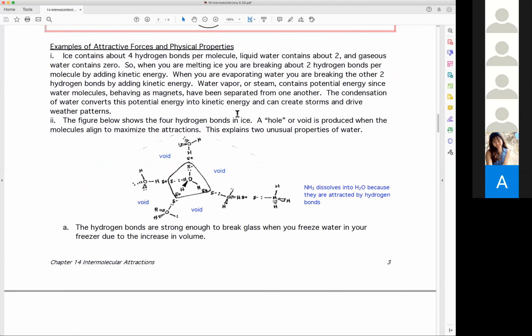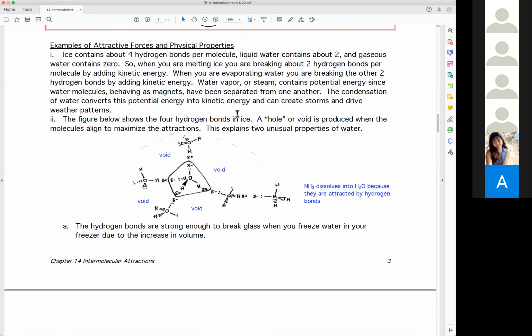So here's some examples of attractive forces and the physical properties that we get. So ice contains water molecules, and every water molecule has about 4 hydrogen bonds. So that means that if you're just held by your feet and by your arms like this, you can't move around. You can't move from point A to point B. You can vibrate in place unless you're at 0 degrees Kelvin, but you can't move from point A to point B. That's why you're a solid.